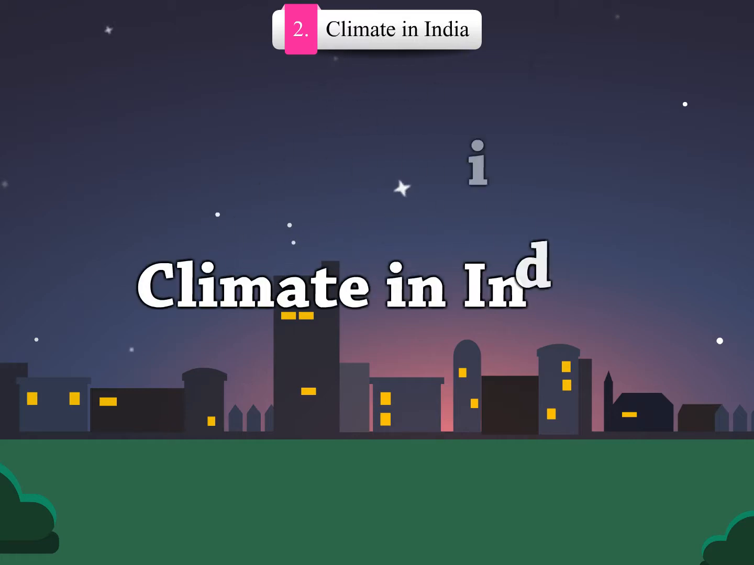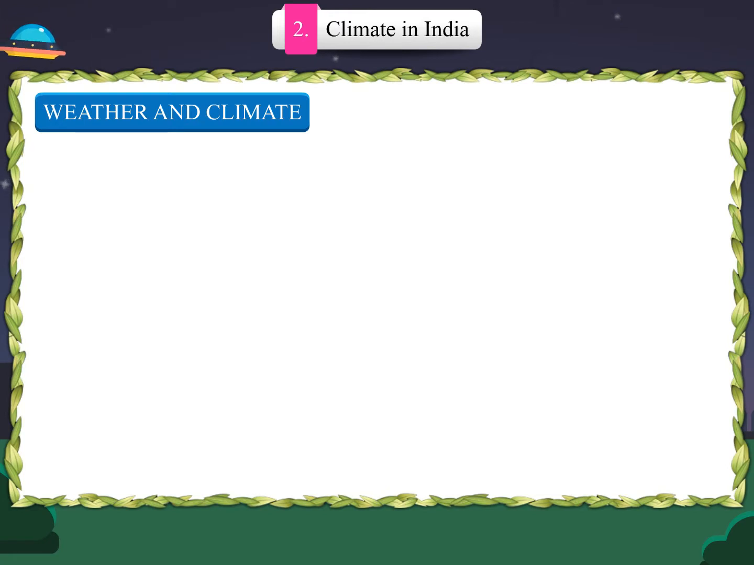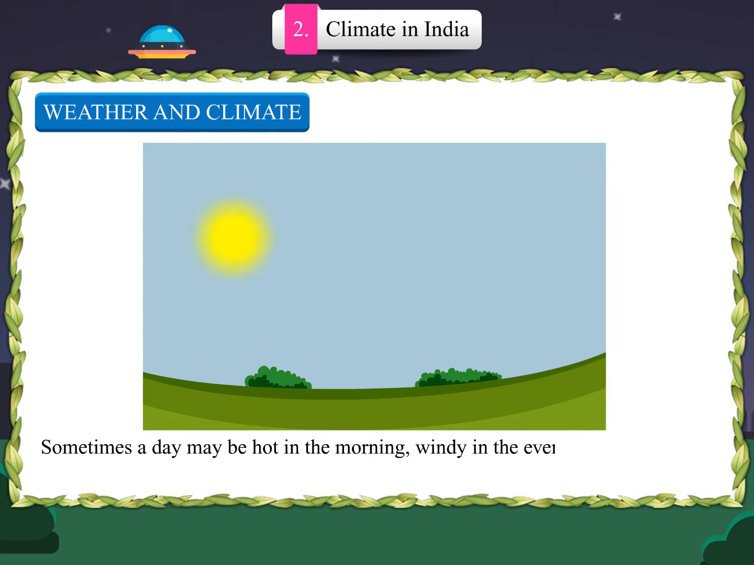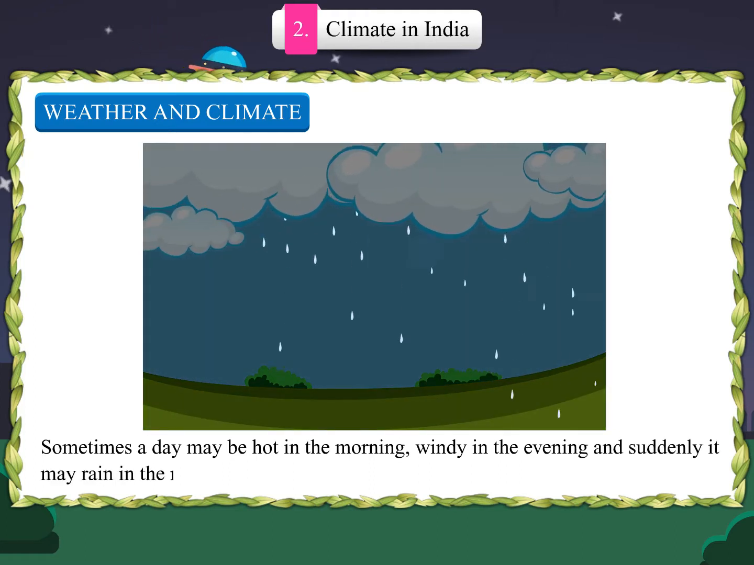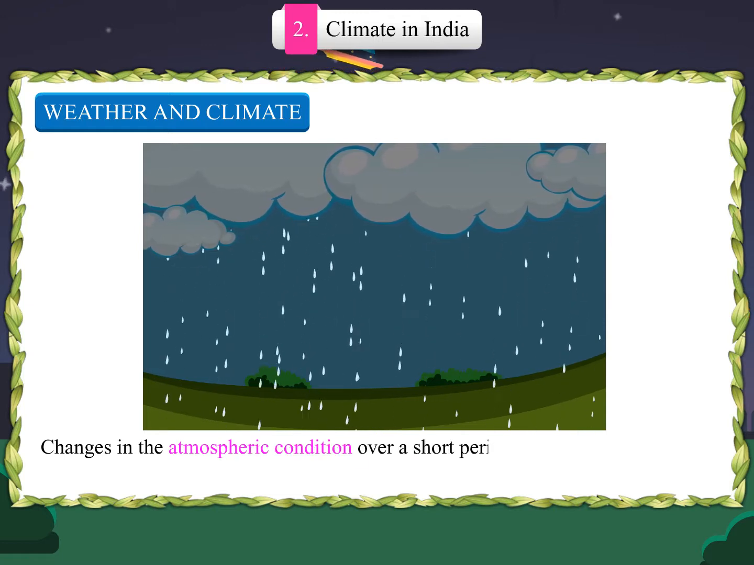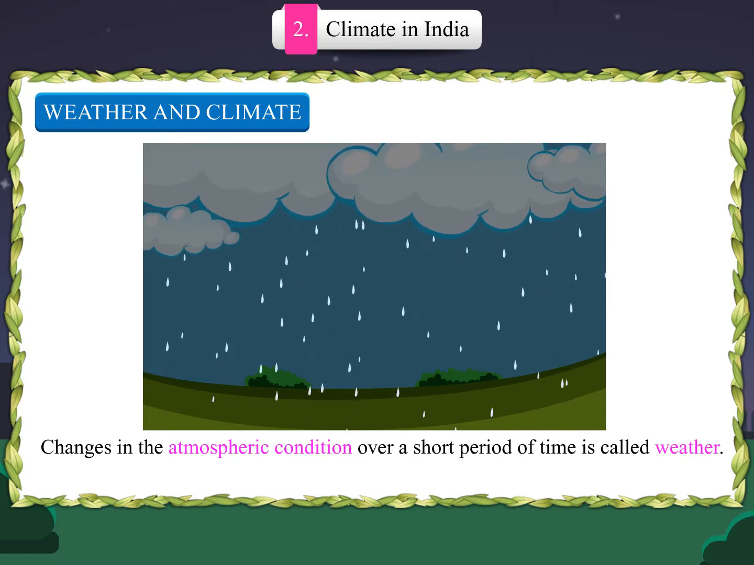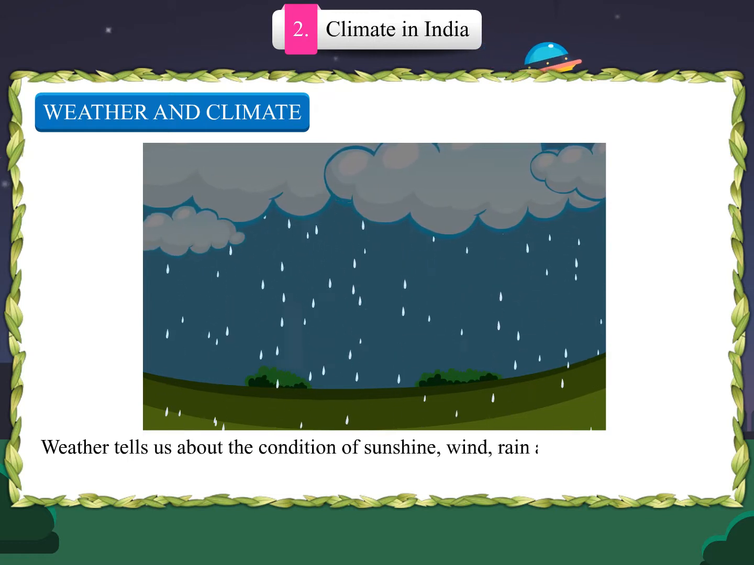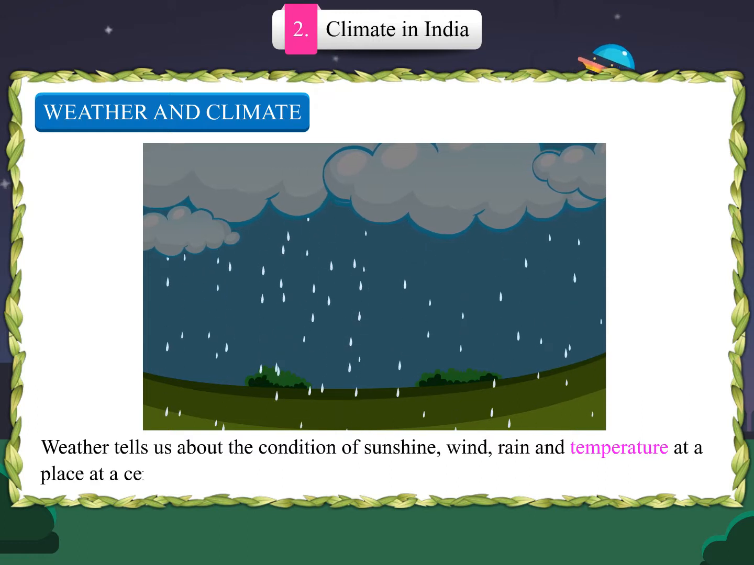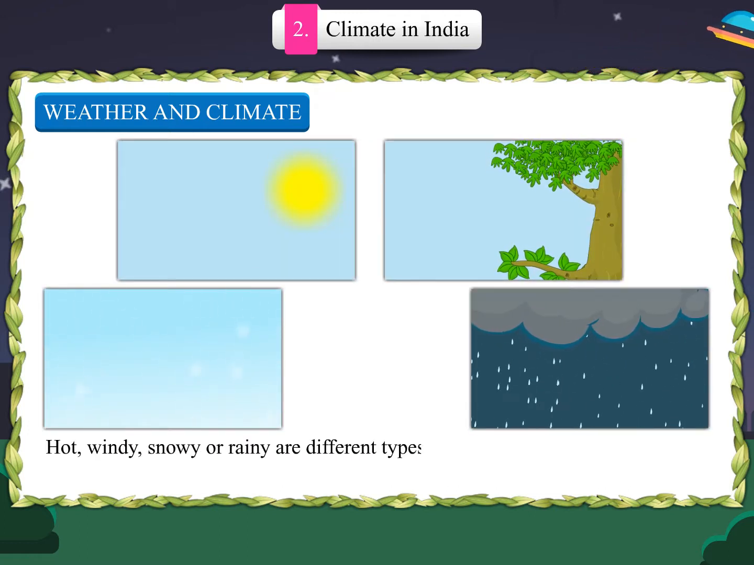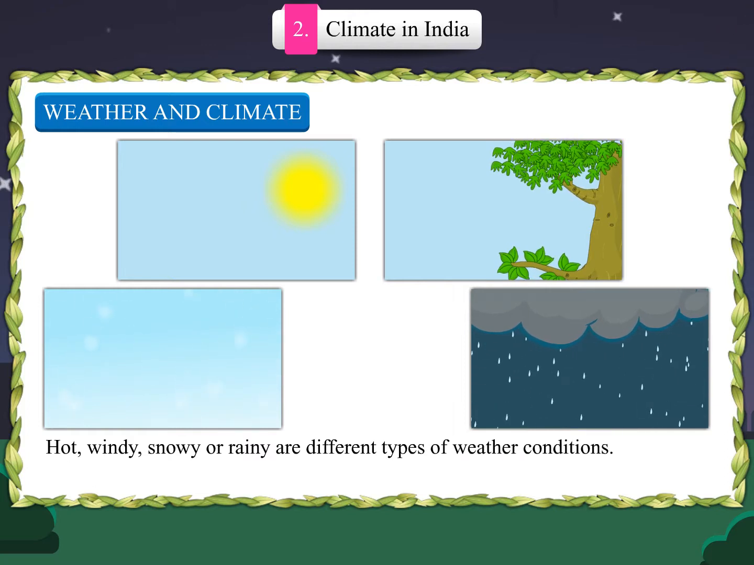Chapter 2. Climate in India. Weather and climate. Sometimes a day may be hot in the morning, windy in the evening, and suddenly it may rain in the night. Changes in the atmospheric condition over a short period of time is called weather. Weather tells us about the condition of sunshine, wind, rain, and temperature at a place at a certain time. Hot, windy, snowy, or rainy are different types of weather conditions.